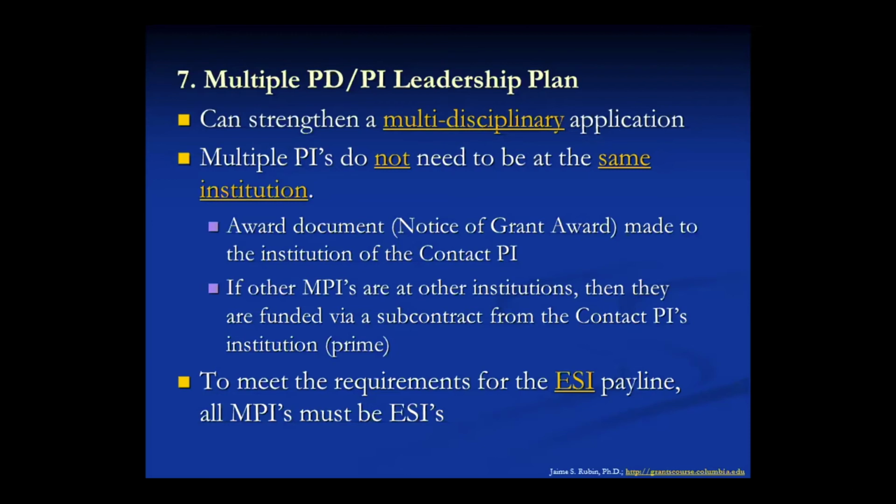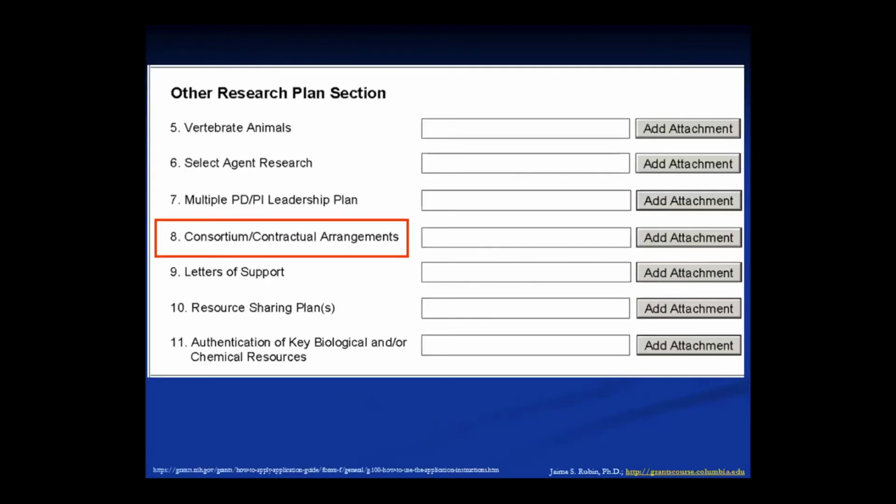I showed you the different pay line from heart, lung, and blood between the 16th and the 26th percentile pay line. So for an application with multiple PIs to get that special ESI pay line, all the MPIs would have to be ESIs.